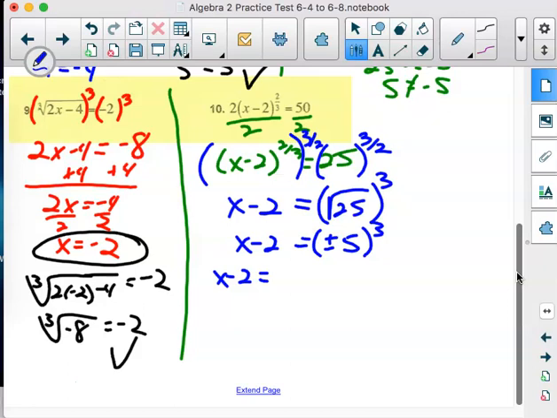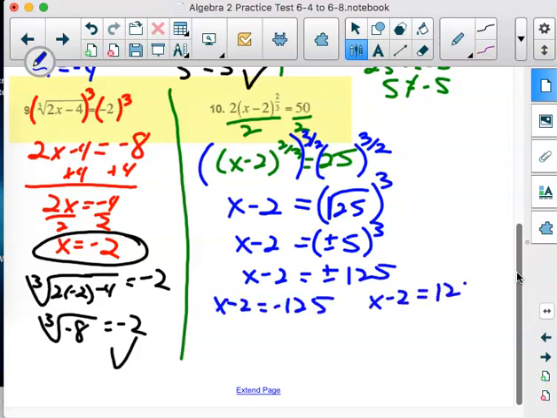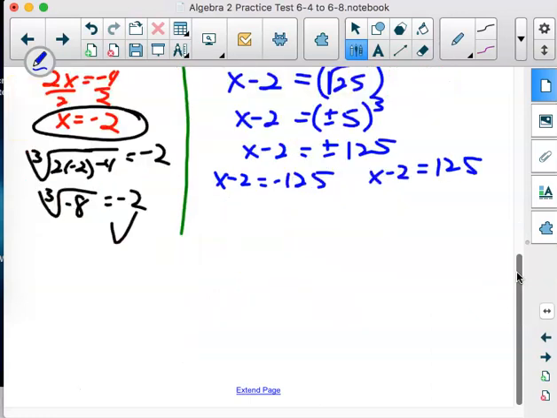You maybe memorized this one. We used it so much. -5 times -5 times -5. Yeah, so let me write that step before we move on here. So x minus 2 equals -125, and x minus 2 equals +125. Well, we don't have to factor. That's nice. Just going to go ahead and add 2 all over the place.